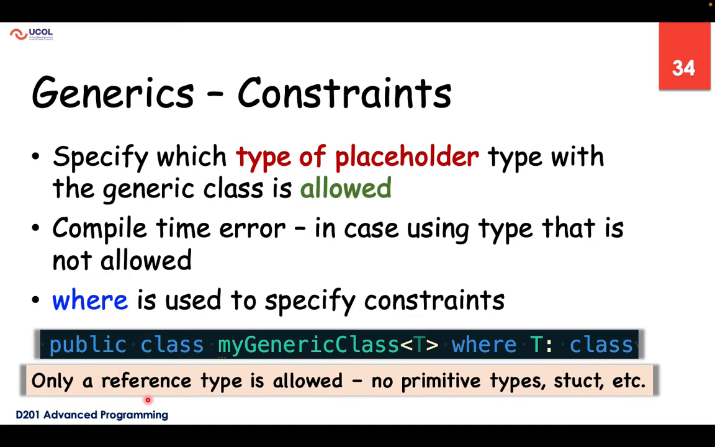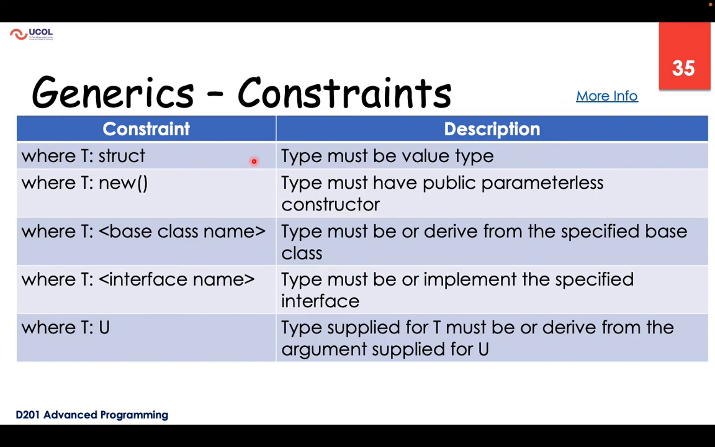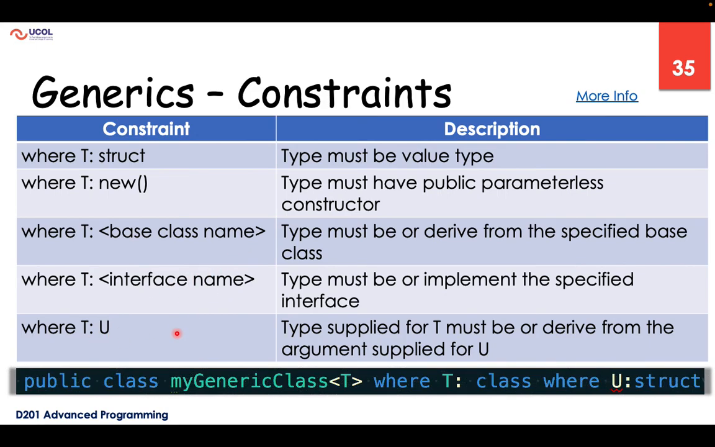So we are saying that only a reference type, or non-primitive type, structs or var are allowed here with that particular generic class. If you try to find more information about how to apply those constraints, you can go to that specific link, and it will give you more details. We can say that it can also have a struct type as a generic. We can have a new, a base class name, or an interface name. These are the things that you can use when we are defining the constraints.